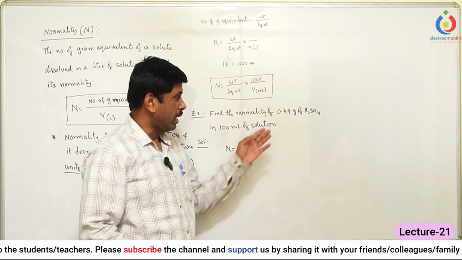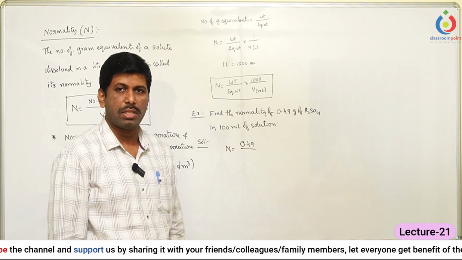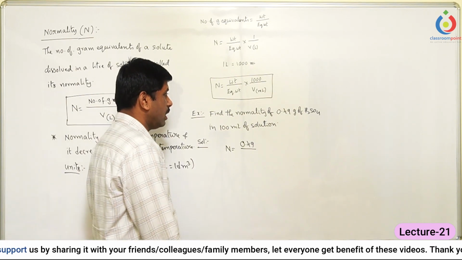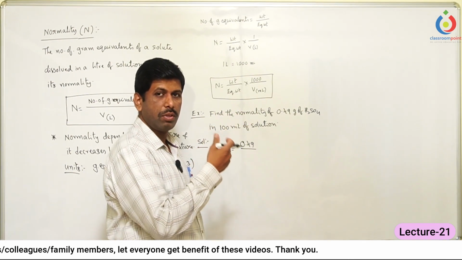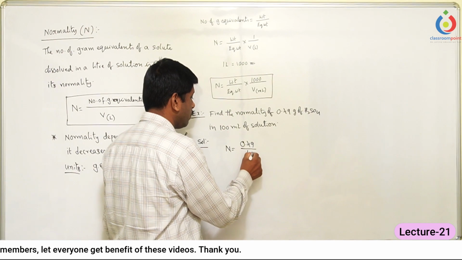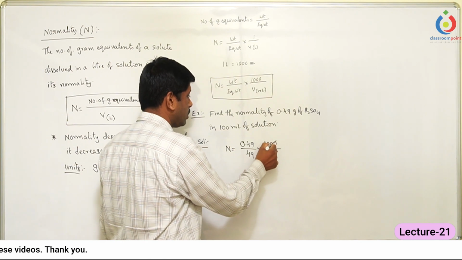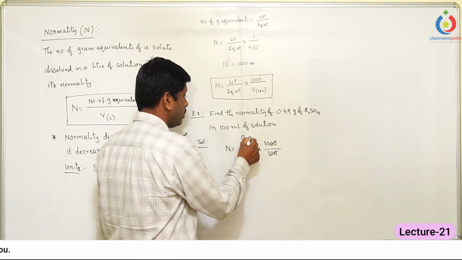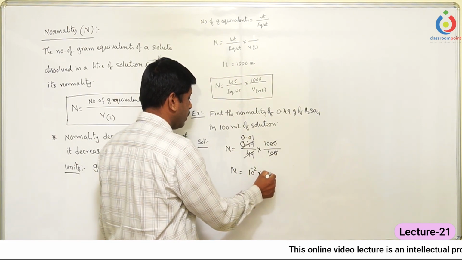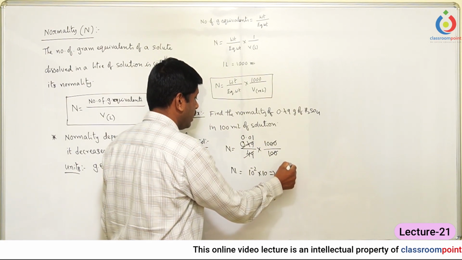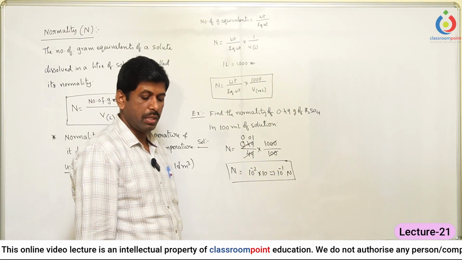Here the reaction is not given. Whenever reactions are not given, we have to consider all the replaceable H plus ions of the given acid, so its n factor value is equal to 2, and n factor 2 means molecular mass by n factor gives the equivalent mass. So its equivalent mass is 49, into 1000 divided by 100. So it goes 10 times and it goes 0.01 times. So normality is 10 power minus 2 into 10, that is 10 power minus 1 N, or 0.1 N is the normality of this solution.